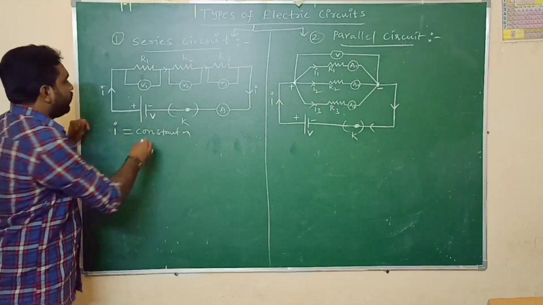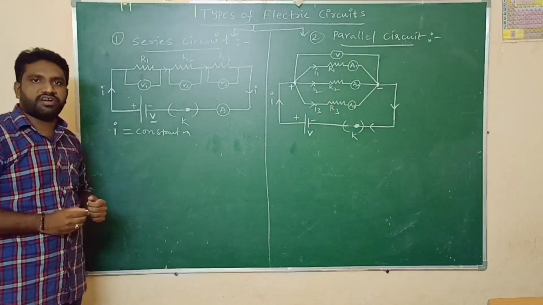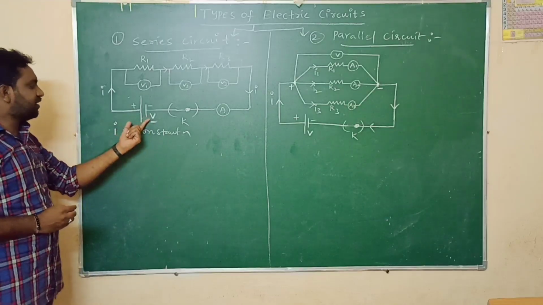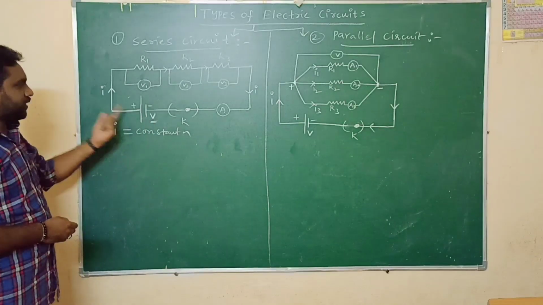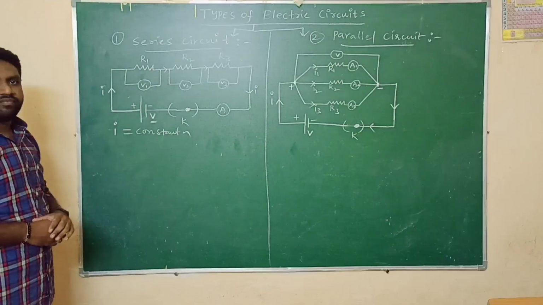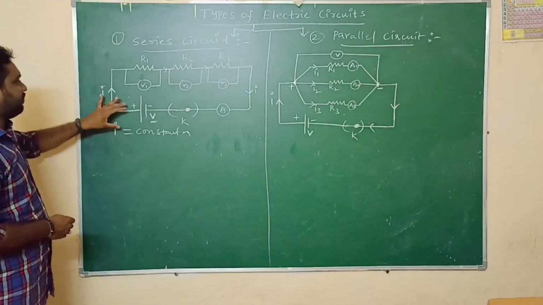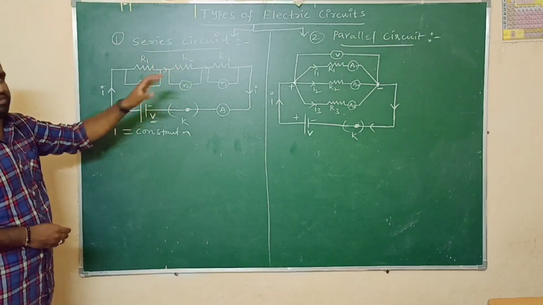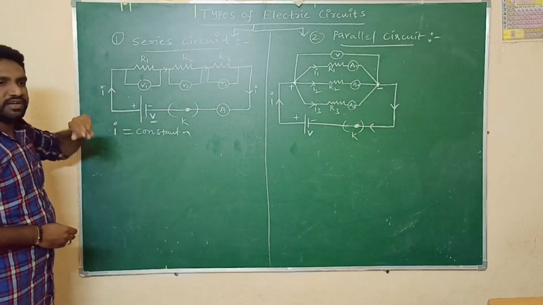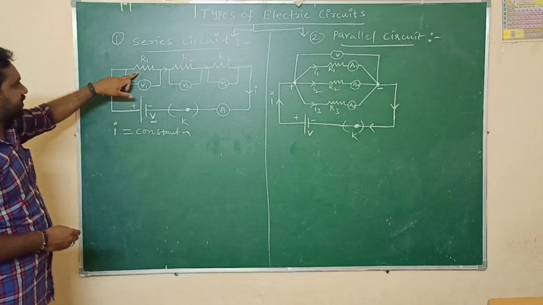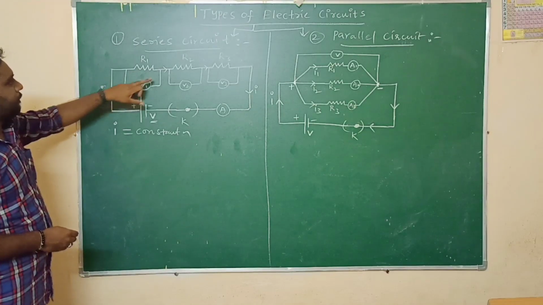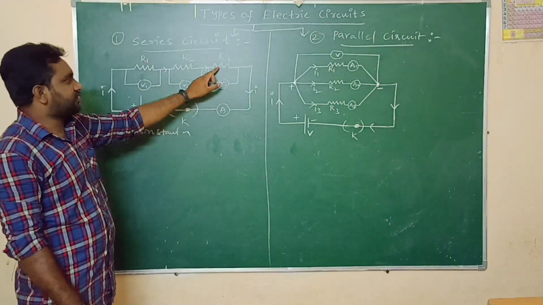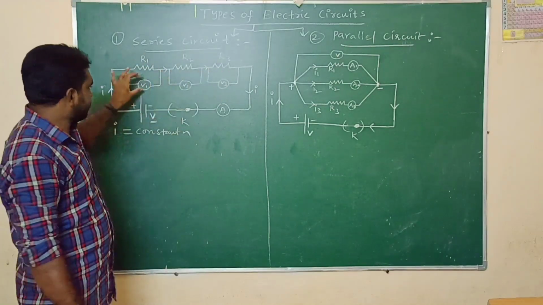But if we consider potential difference, the total potential difference V applied to the circuit by the battery is divided between the resistors. They share the potential difference. That means the potential difference across resistor 1 is V1, across resistor 2 is V2, and across resistor 3 is V3. So these are the three voltmeters.